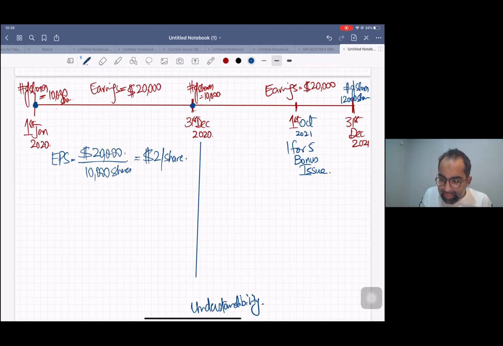Now, see, this is the second year. Open your eyes. Please study with heart. In the second year, there is a bonus issue of 1 for 5. I hope you can see. Now, we all know that as there is a bonus issue in the second year, bonus shares are always adjusted from the beginning of the year. So we will adjust these bonus shares right from the beginning.